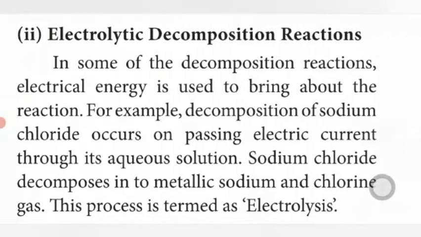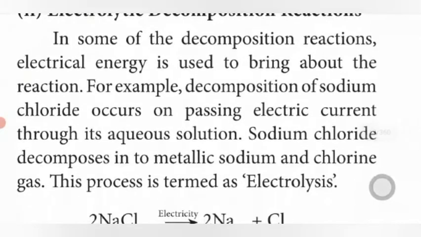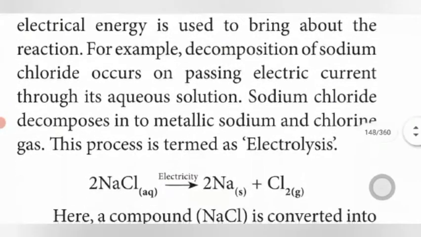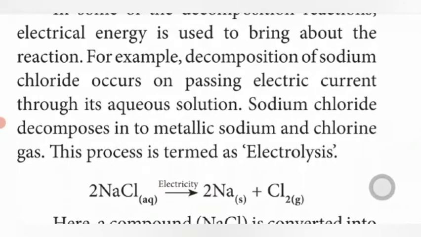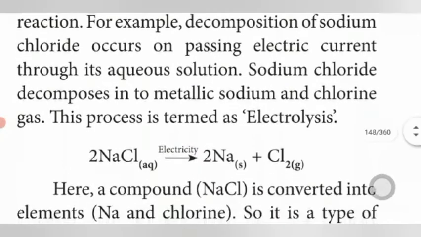For example, decomposition of sodium chloride occurs on passing electric current through its aqueous solution. Sodium chloride is decomposed into metallic sodium and chlorine gas. The process is termed electrolysis. Sodium chloride, formula NaCl, in aqueous state. Using electricity, it decomposes to give metallic sodium, formula Na, and chlorine gas, formula Cl2.